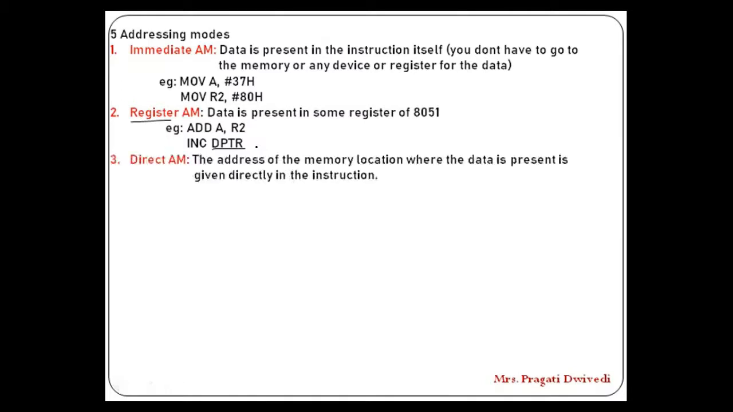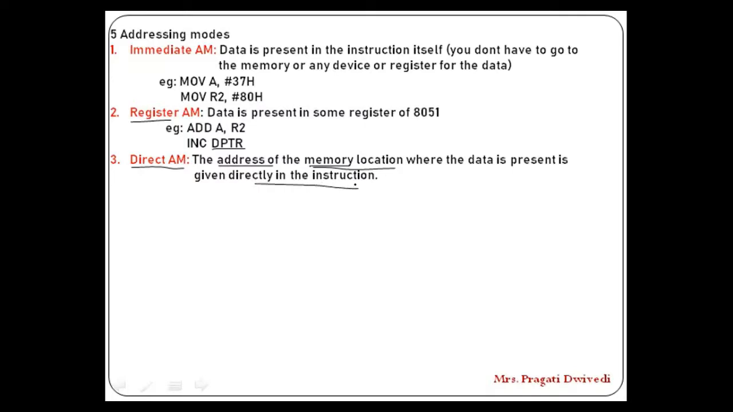Now let us see the next addressing mode, that is direct addressing mode. Students get confused between immediate addressing mode and direct addressing mode. Remember, when I say direct addressing mode, it has got to do with memory. That means the data is definitely in the memory. Why direct? Because we are going to give the address of that memory location where my data is, directly in the instruction.